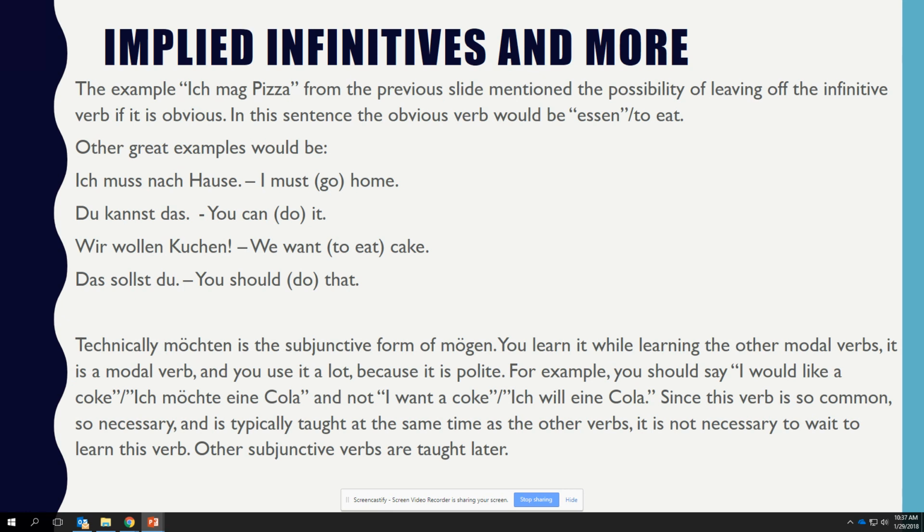Technically, möchten is the subjunctive form of mögen. You learn it while learning the other Modalverben because it is a Modalverb and you use it a lot because it is polite. For example, you should say, I would like a Coke. Ich möchte eine Cola. And not, I want a Coke. Ich will eine Cola. Since this verb is so common, so necessary, and is typically taught at the same time as the other verbs, it is not necessary to wait to learn this verb. Other subjunctive verbs are taught later on. And that is the end of the Modalverben video.